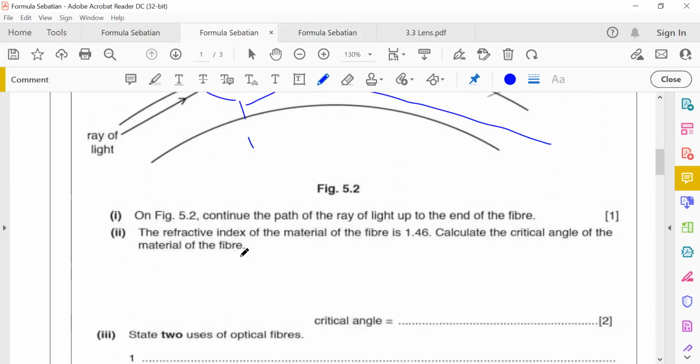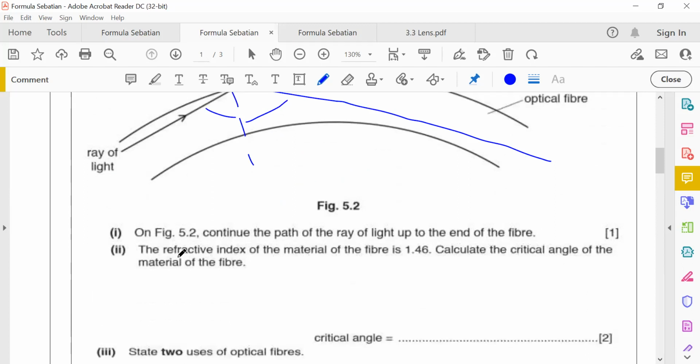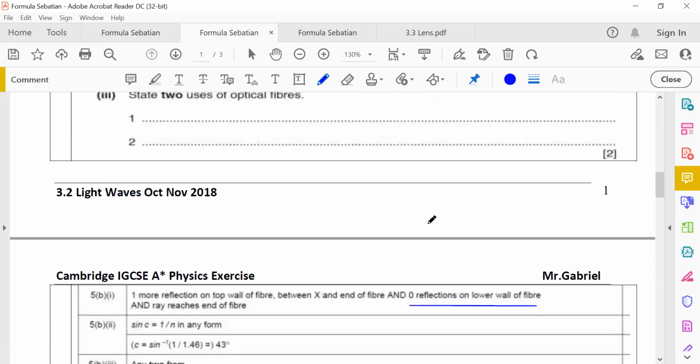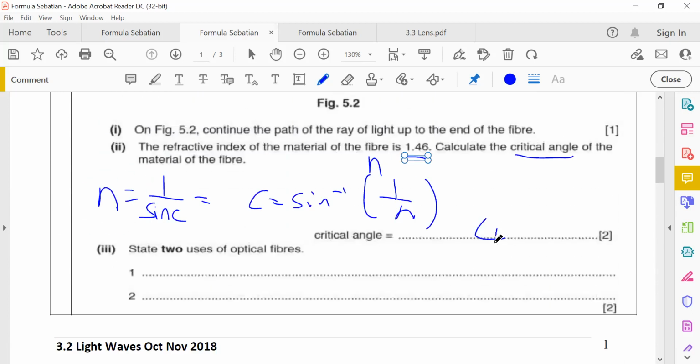Okay, then after that, next part here, the refractive index of the material is 1.46. Calculate the critical angle. If they ask you to calculate the critical angle and give you the refractive index, obviously you're supposed to use the n equals 1 over sine c formula. All right, then after that, c will be just shift sine 1 over n. Press that into your calculator. You should be able to get somewhere around 43 degrees, guys.